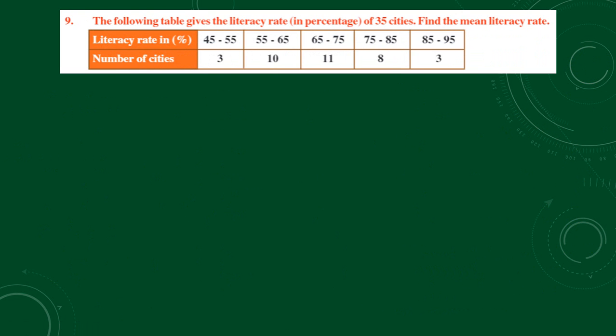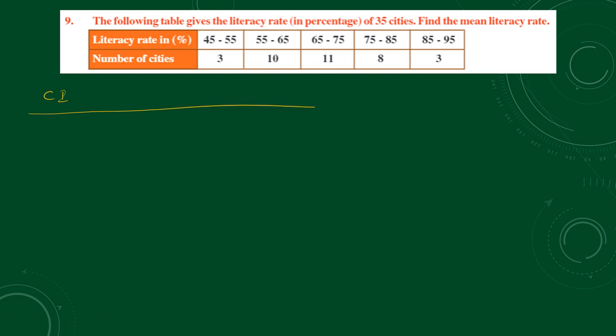Next moving on to one more question. In this question the values are given. The following table gives the literacy rate of 35 cities. Find the mean literacy rate. So this also we are going to do by the deviation method or assumed mean method, so that everything will be balanced, right?